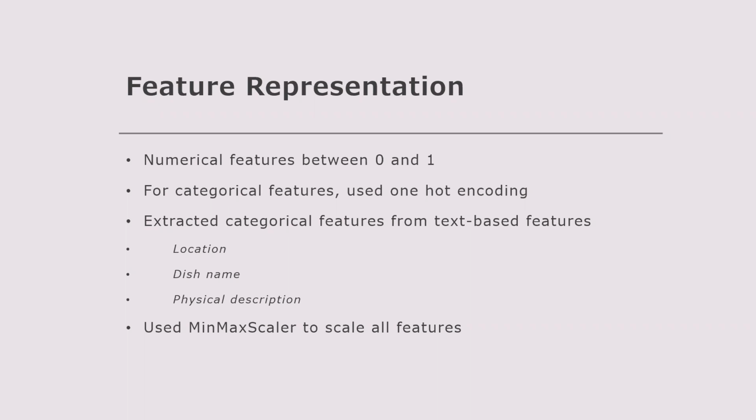And then the challenging features were the text-based ones, such as location, which had names of hotels or names of restaurants, dish name, which had the names of the specific dish being served, like chicken salad or broiled fish, and then physical description, which was just a random list of physical attributes. So for those, I got the most common words in that column, and then I made those each into a separate feature with one-hot encoding. So I ended up extracting useful information from those text-based features and putting it into numerical features. And then I used min-max scale to scale all the features between 0 and 1.